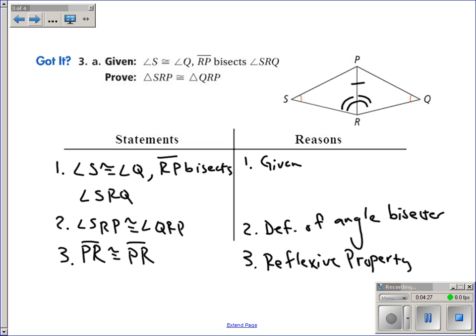Now I have everything that I need, and I will say that triangle SRP is congruent to triangle QRP, and the reason is the angle angle side theorem.